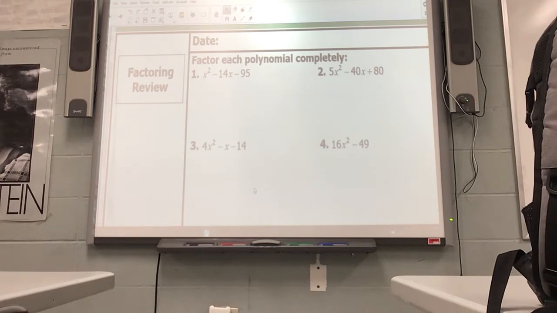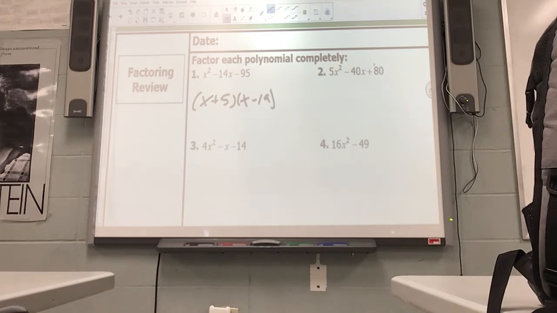Okay, on number 1, there wasn't a GCF. 1, negative 14 and negative 95 wasn't a GCF, so you multiplied your A times your C, got negative 95. Then what multiplies to make negative 95 and adds to make negative 14 was 5 and negative 19. So you would just write that as x plus 5 and x minus 19. Like that. Okay, over here there was a GCF.